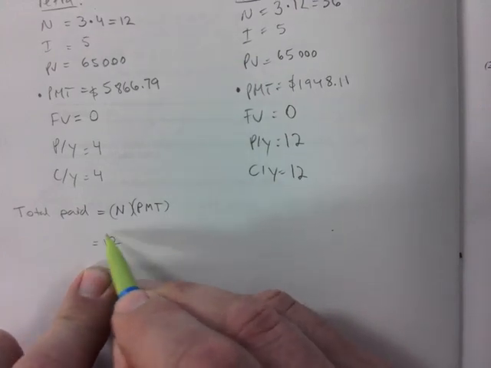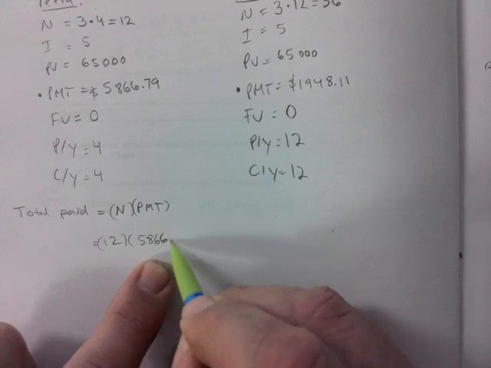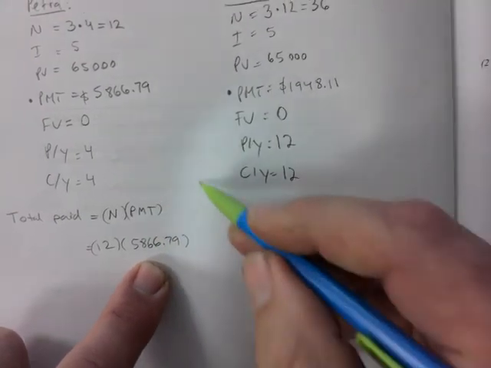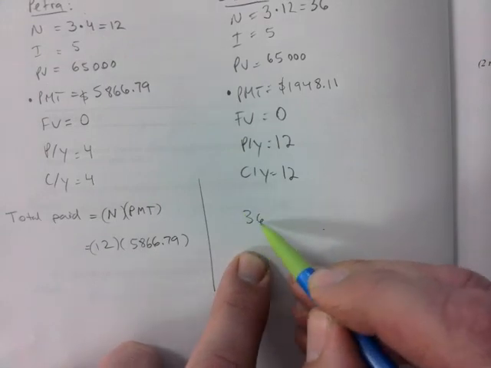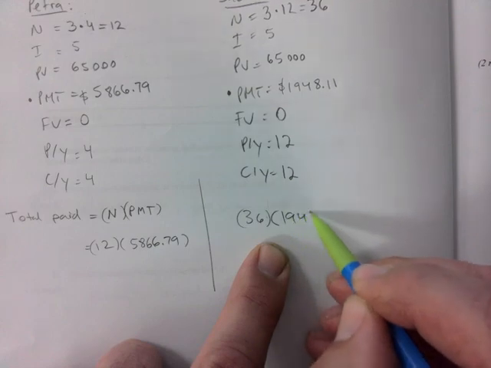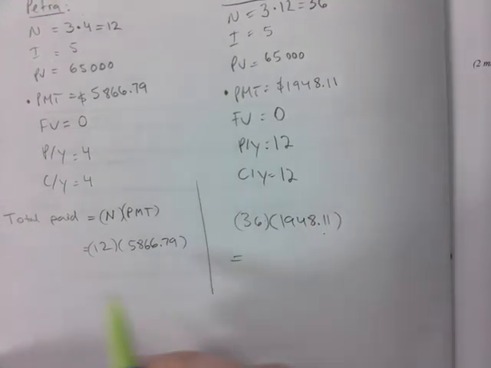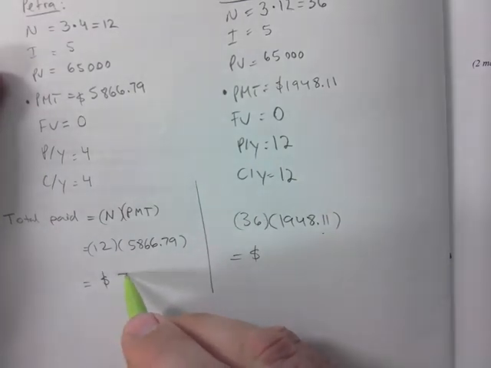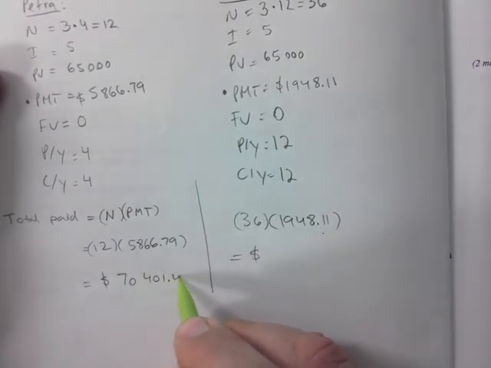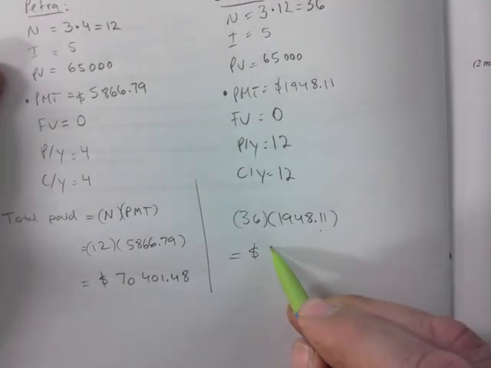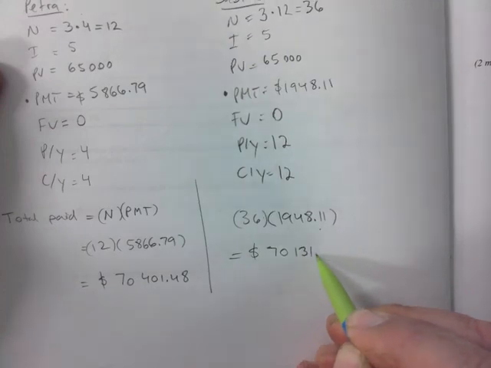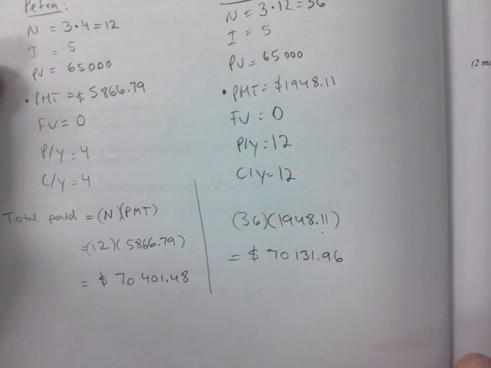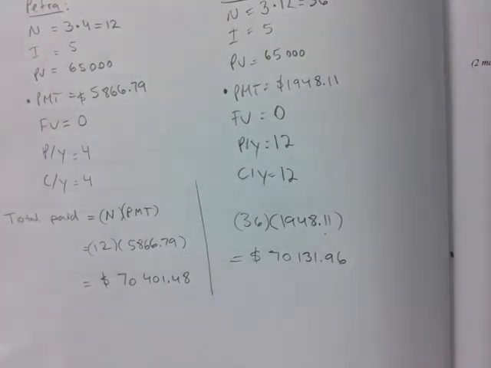So we're gonna go 12 times our payment for Petra. And we're gonna do the same thing here. We're gonna go 36 times $1,948.11. And we'll figure out both of the amounts that they paid for the loan. I already did that, so I'm gonna, 70,401.48. This one is 70,131.96. So Sabine paid a little less overall, right? There was a bit more savings.